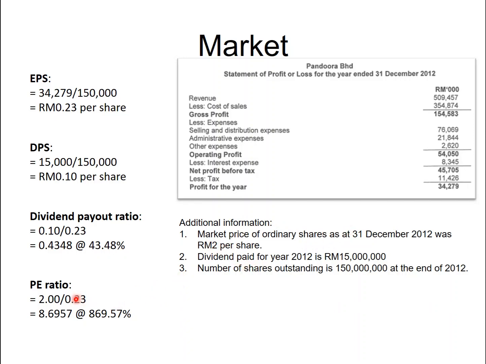And finally is PE ratio, which is market price based on the additional information, which is RM2 per share divided by earning per share, which is 0.23. Then we get 8.6957 or 869.57%.